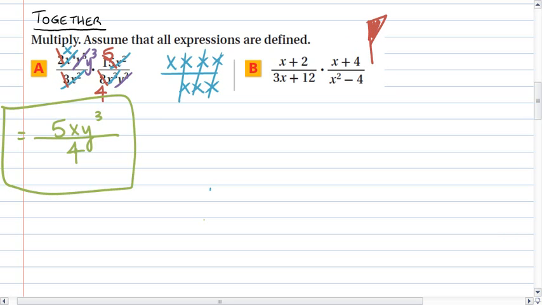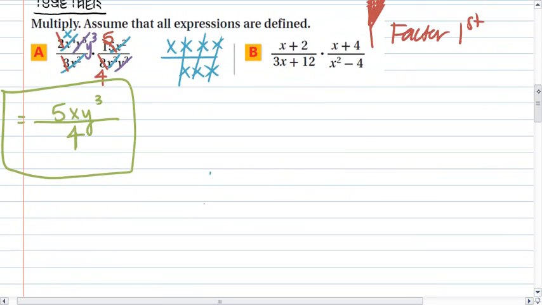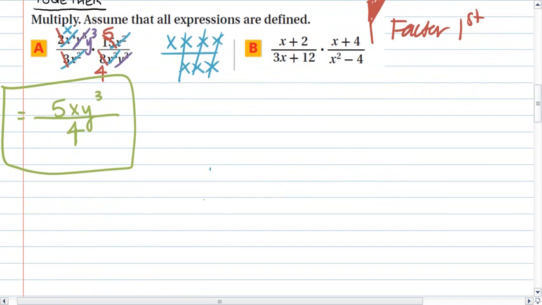Part B, we see a lot of addition, which should kind of be a red flag. Here's my red flag I'll draw. Because remember, we are not allowed to cancel with addition. We're only allowed to cancel factors. So our goal is to always factor first. Remember, we said the rule of thumb was to try and reduce or cancel before we multiply. If we want to reduce, we need to have everything in factored form.